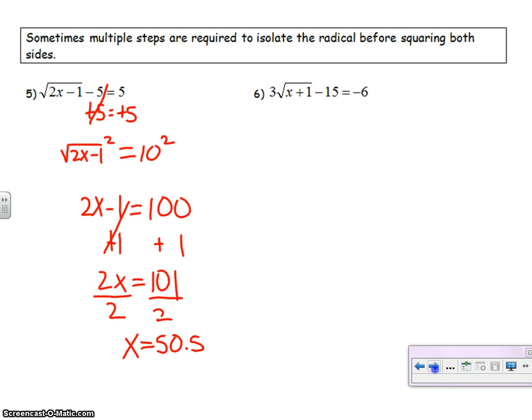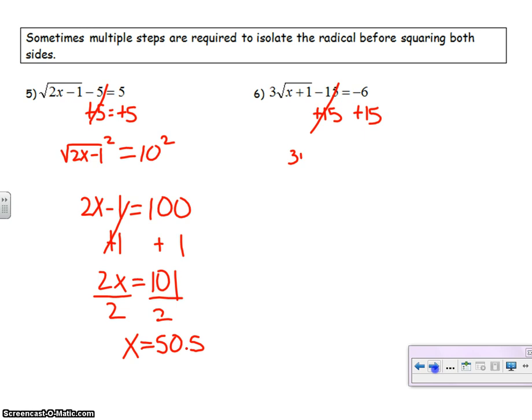If you want to leave it as a fraction, you can switch it to a decimal. However you prefer, that's fine with me. Next, we have 3 times the square root of x plus 1 minus 15. So we're trying to get the square root by itself. So first we're going to add 15 to both sides.